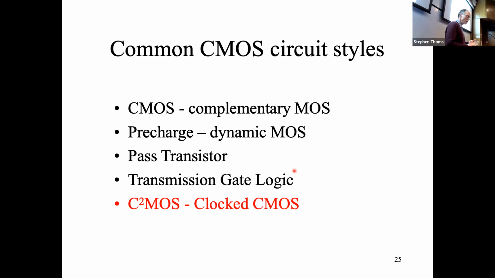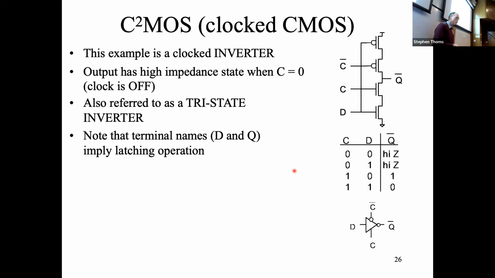So we've looked at CMOS, we looked at pre-charge, we looked at transmission gates. So the final logic style we're going to look at is C-squared MOS, or clocked CMOS. And what we'll see is this has similarities with all the ones we've seen up to now.